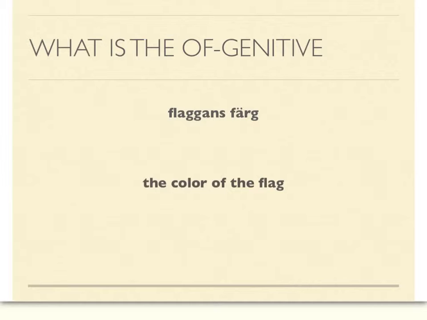So how do we make the of-genitive? Well, the first thing we do is we take flaggan, which becomes the flag. We take färg, which becomes the color. And then we take the s here, which becomes the of. Okay? So you see we switch places and the s becomes the of.